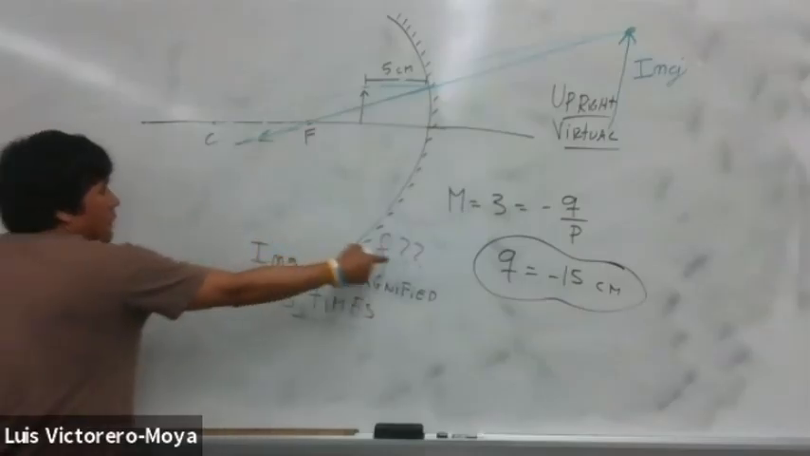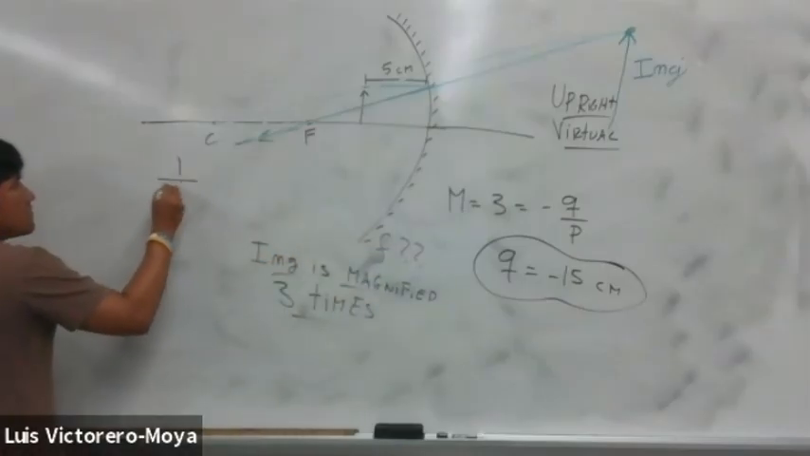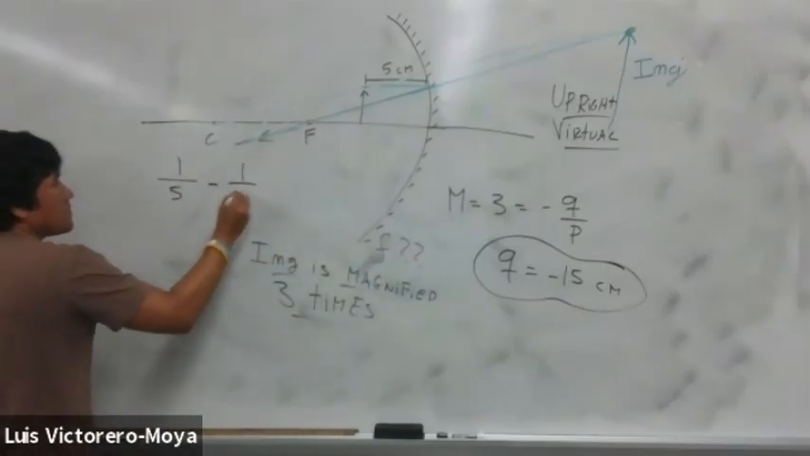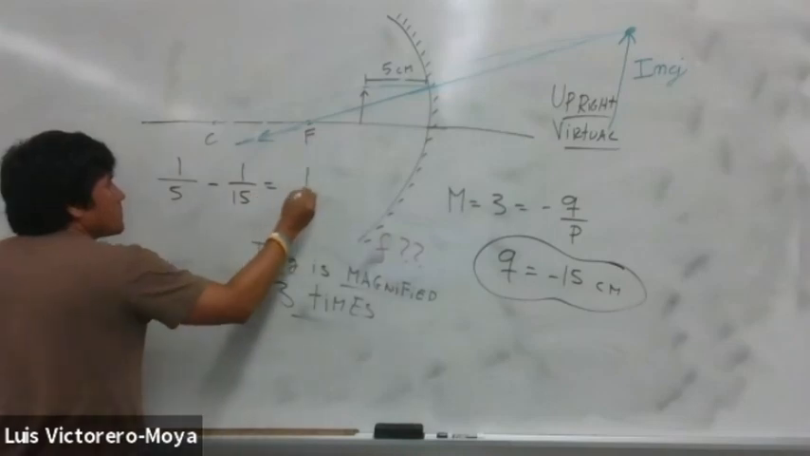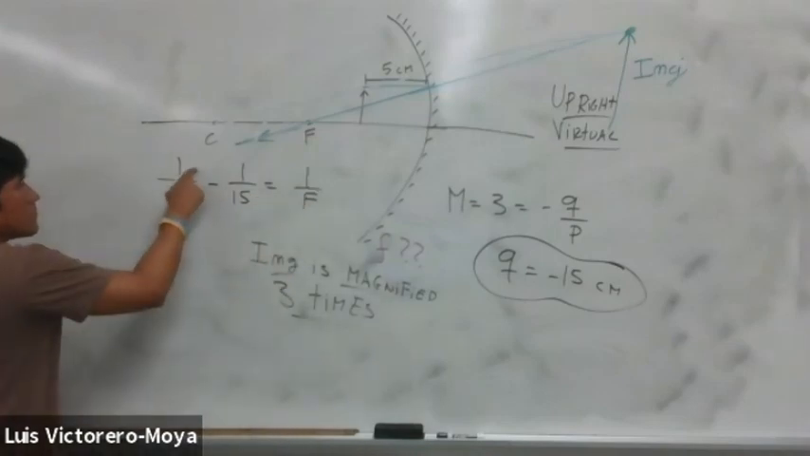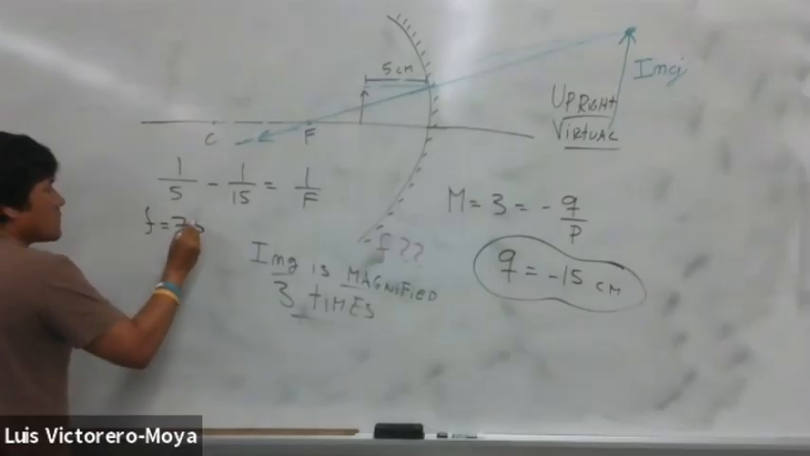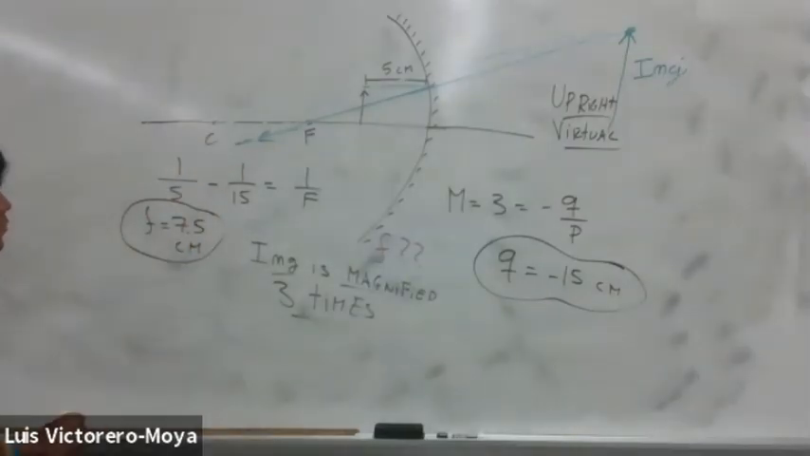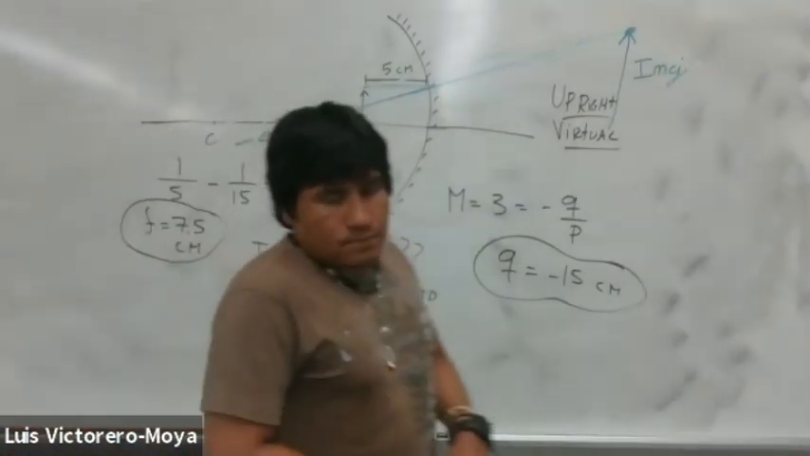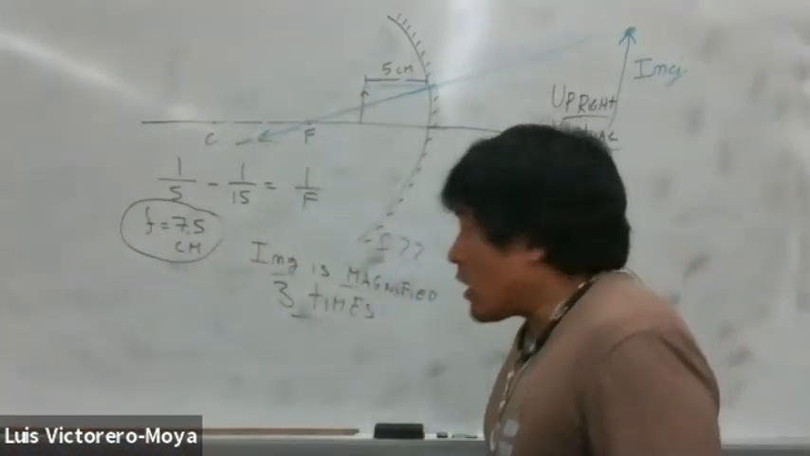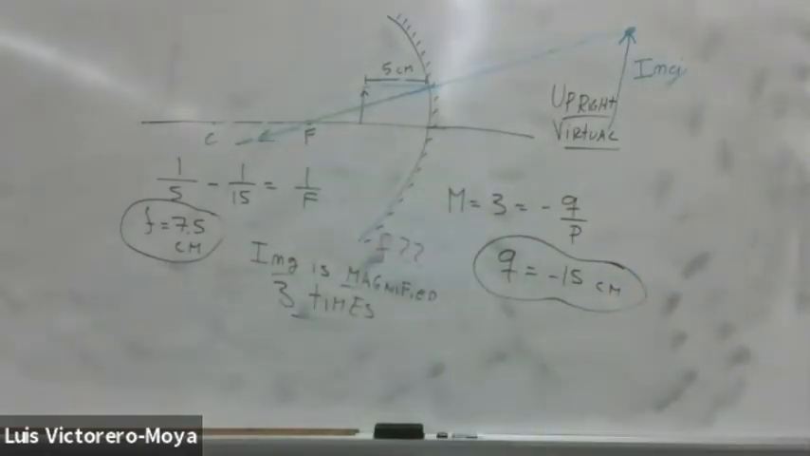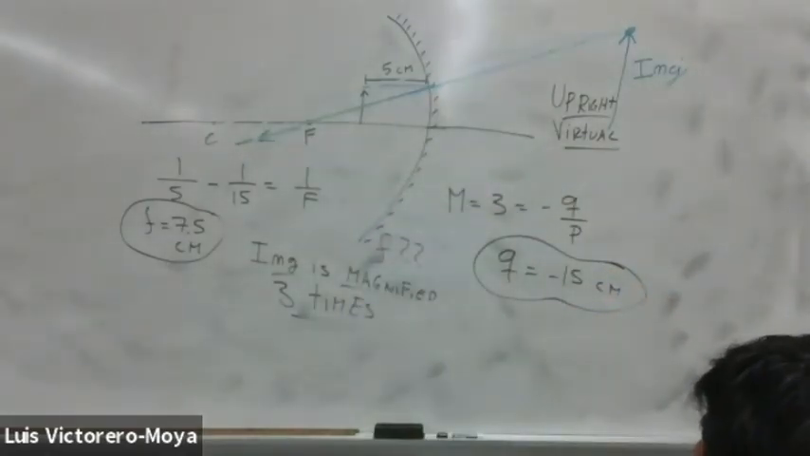So then to find the focal length, it is 7.5 centimeters. There you are. That's a situation with concave mirrors. All right. Any questions about that?